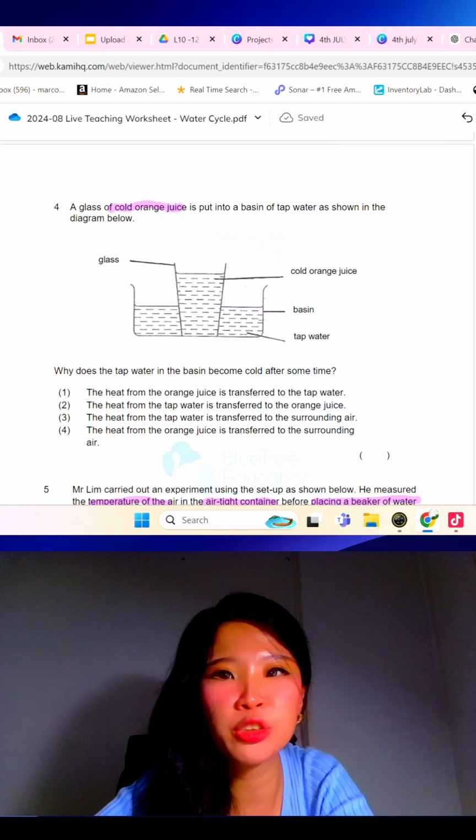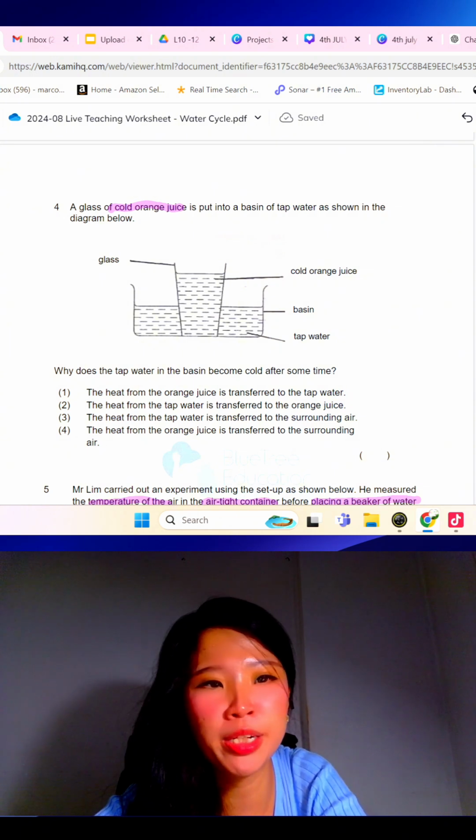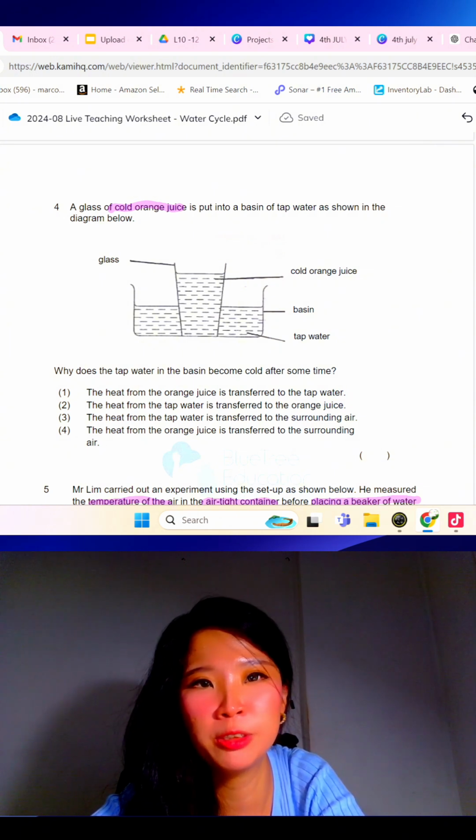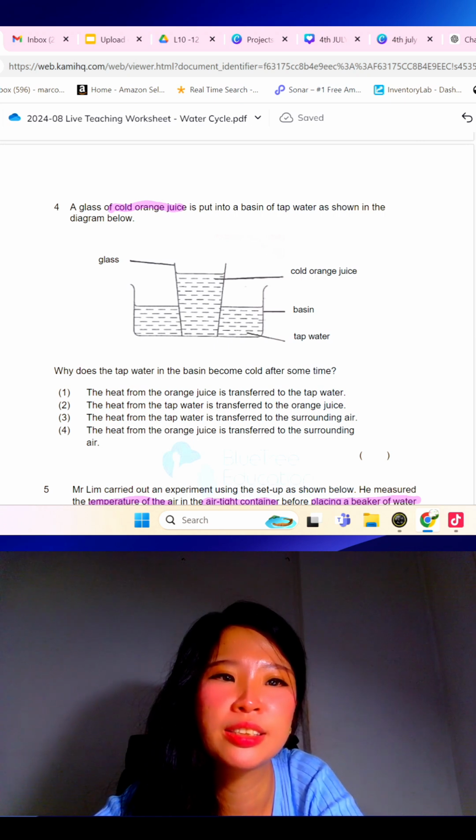Wait, do you like to drink orange juice? I like apple juice a lot, especially the airplane apple juice. When you go on an airplane, they give you a glass of apple juice. I think it tastes very nice.